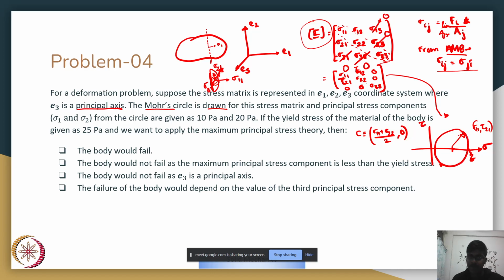Sir, why should we not show 3 3 on the Mohr circle? Okay. One second. I'm trying to remember.